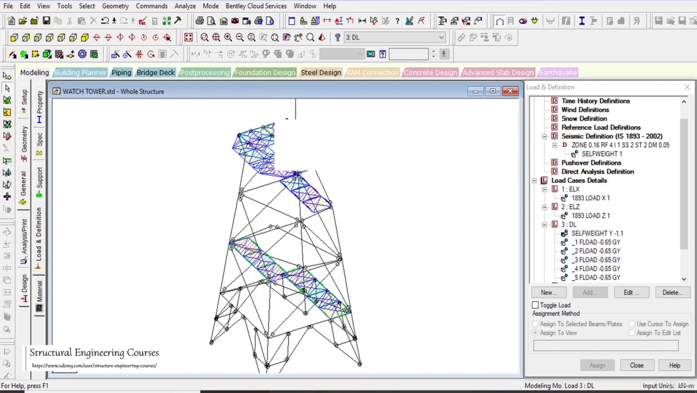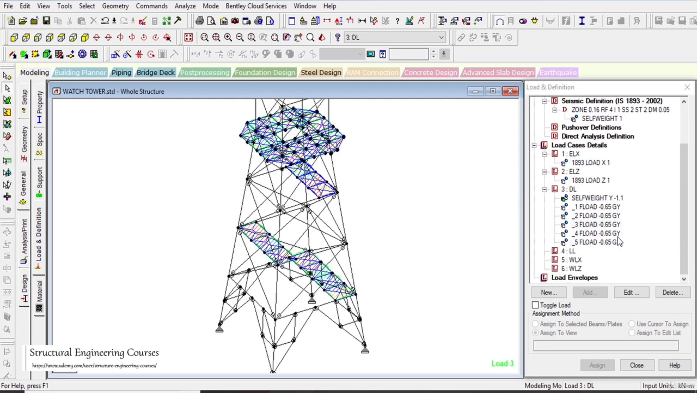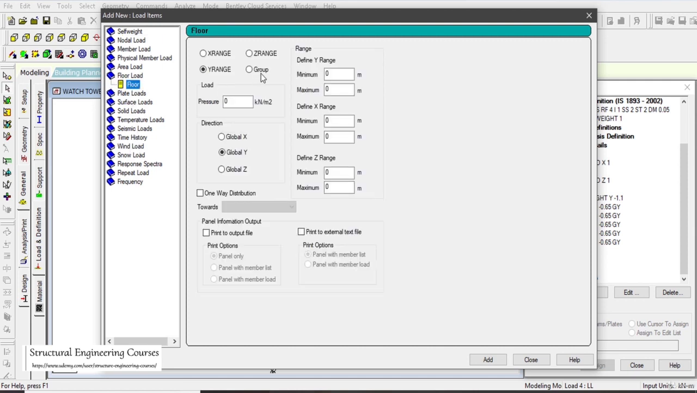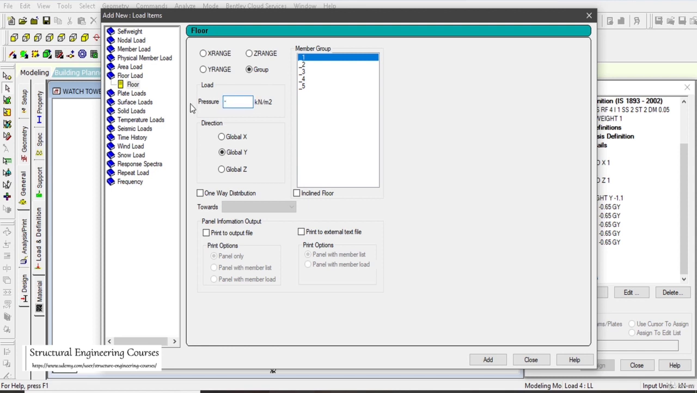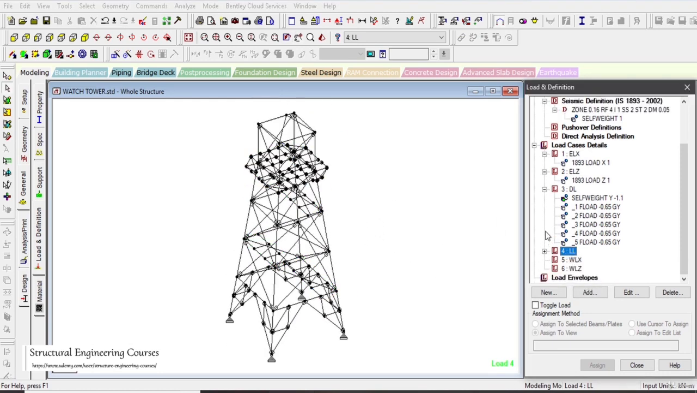Similarly, wherever there is a platform, we have applied the loading for the checkered plate. Similarly, we shall apply the live loading also. So conservatively, as I had discussed, although the loading needs to be less than 2 kN per meter square, conservatively we can apply floor load. Here we can select 3 kN per meter square.